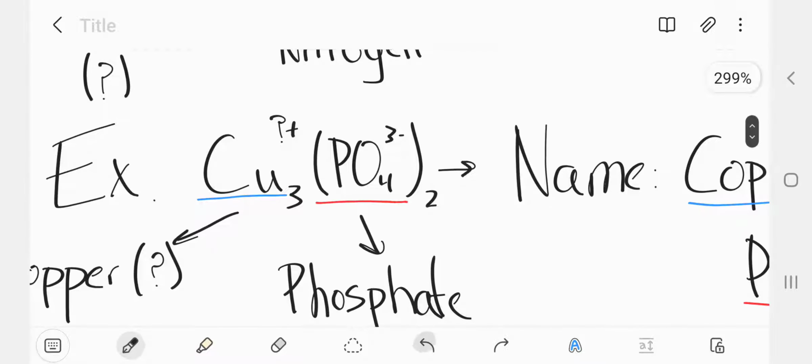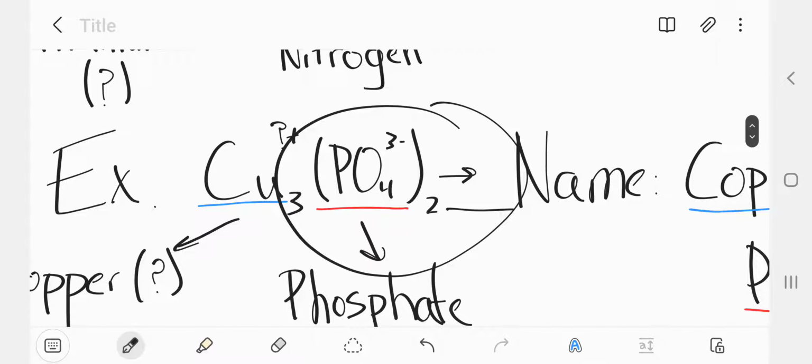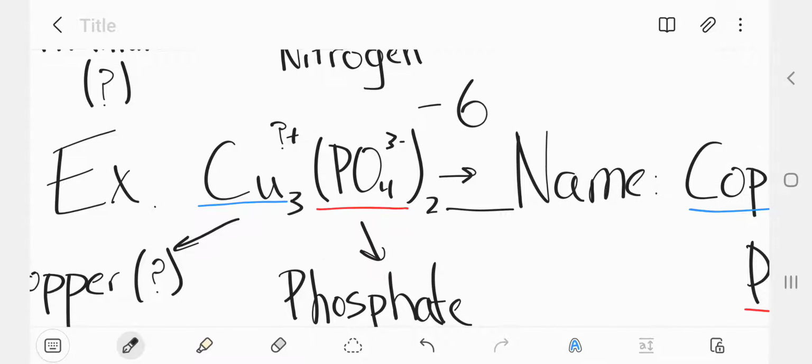This subscript 2 tells us there are two of these polyatomic ions right here. So if the original single unit has a -3 charge, and there are two of those -3s, that means this thing as a whole has a -6 charge, doesn't it? Because there are two of these -3s, right? So it's a -6 charge. Nice. So I'll just keep that there as a reminder.